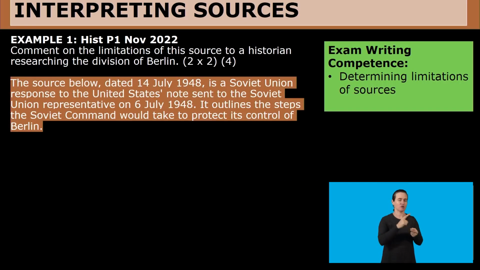The question says, comment on the limitations of the source for an historian researching the division of Berlin. And also remember to look at the mark allocation. If it's 2 times 2 and it's 4 marks, that means you're expected to give 2 points there. Sometimes they will tell you to give 2 points, but oftentimes you have to watch the mark allocation.